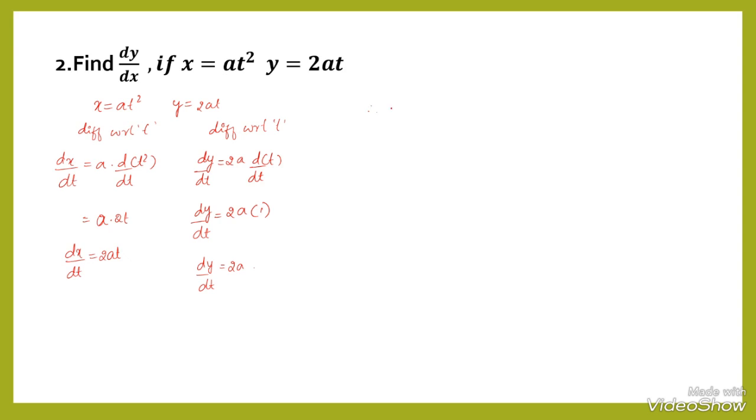That's why we want dy by dx. It becomes 2a divided by 2at. The 2a get cancelled. We have 1 by t. Therefore, dy by dx is equal to 1 by t. Similarly, we can consider the next example.